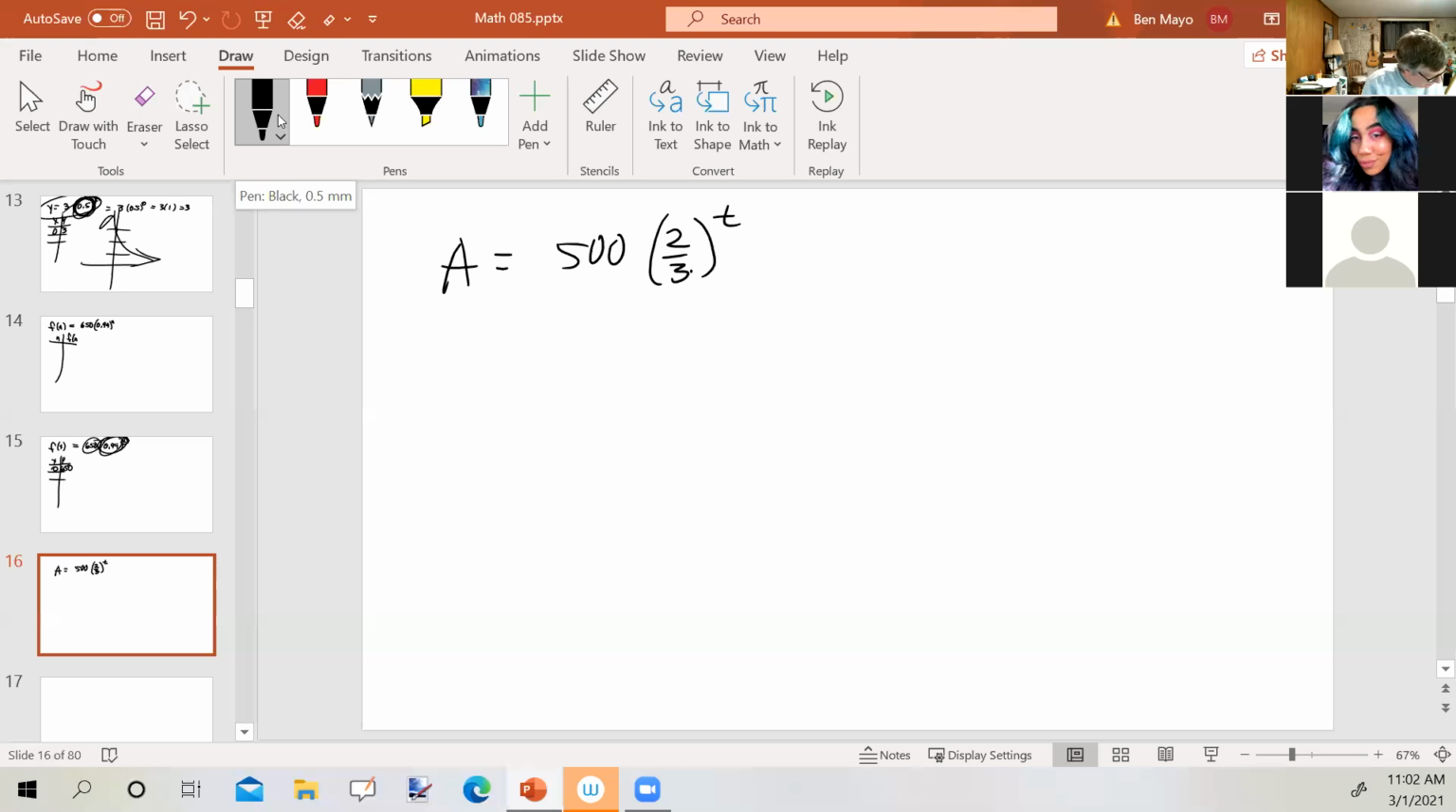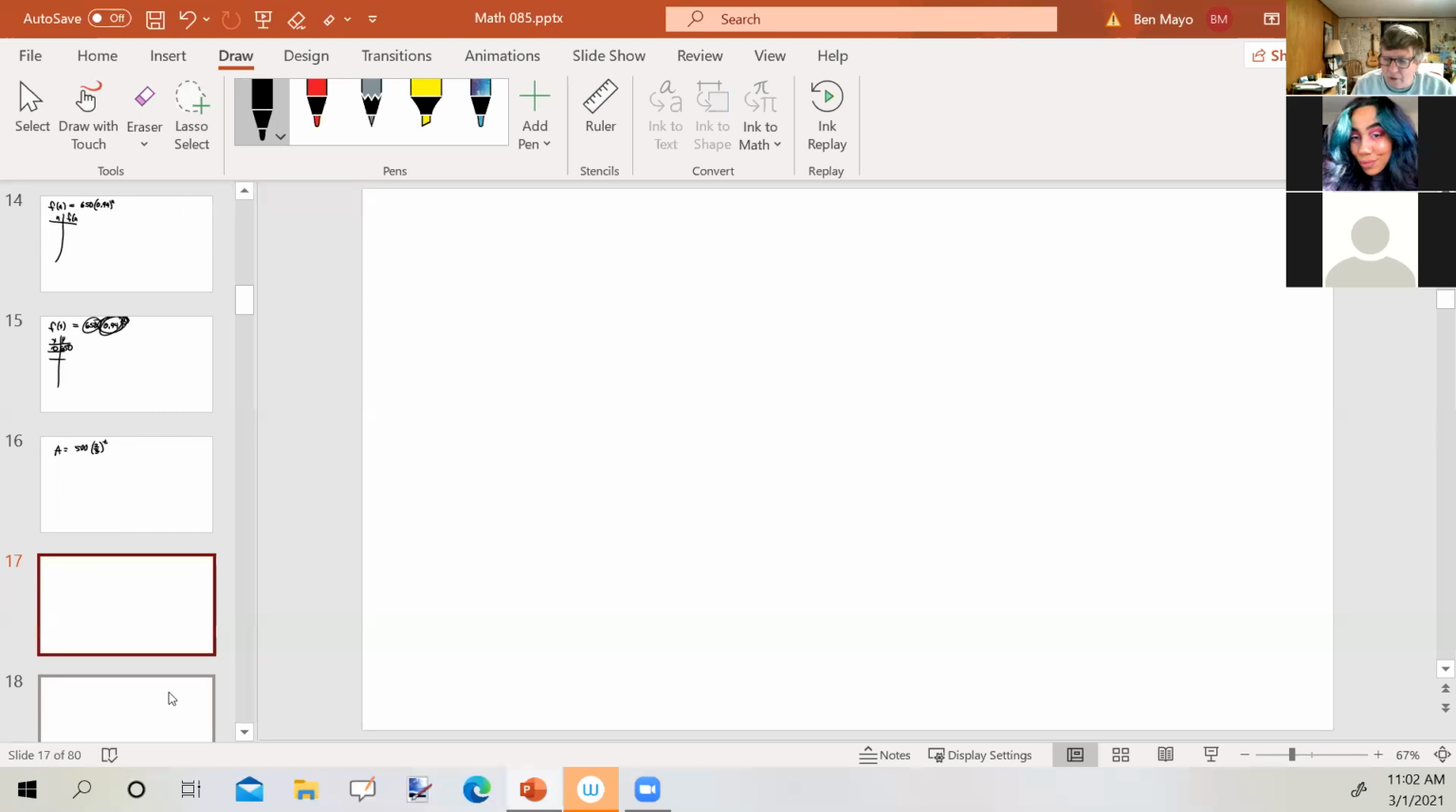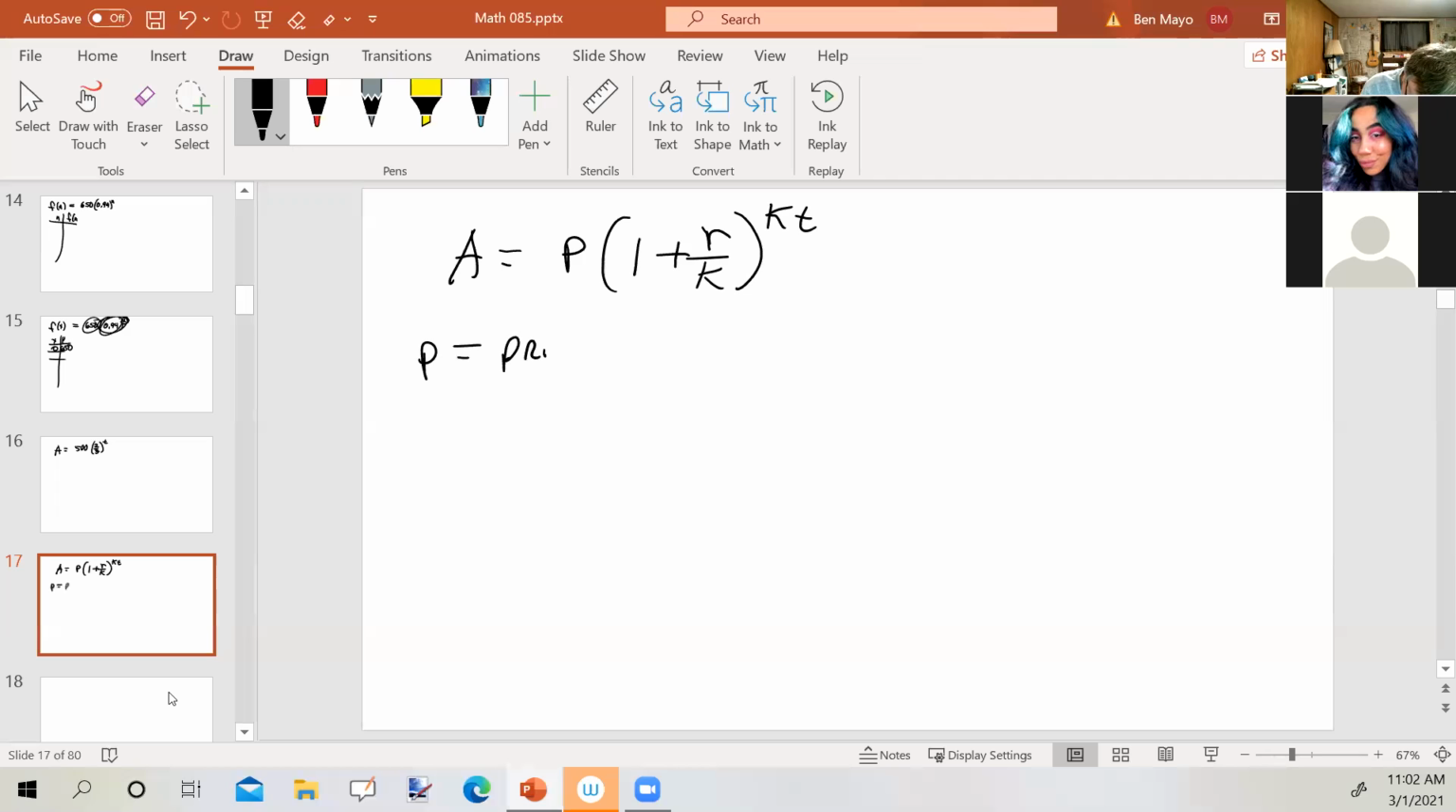Okay. We're going to look at a special formula. This is called the formula for compound interest, and it looks like this: A equals P times a quantity 1 plus R over K to the KT power. Now, P is the principal, so the amount that's invested or the amount that you start with. R is the annual rate of interest.